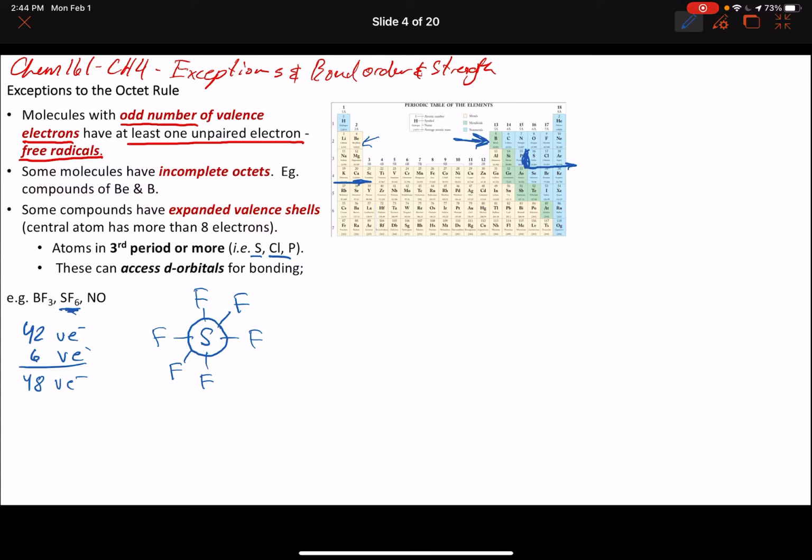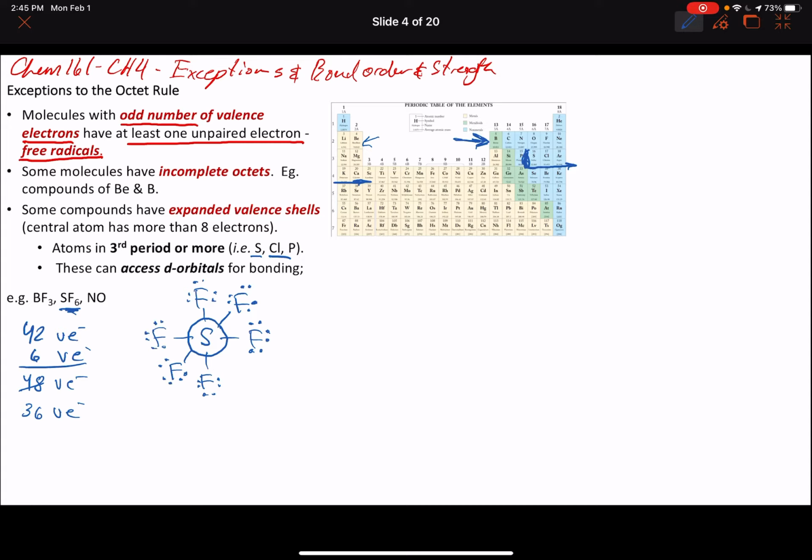We're down now to 36 valence electrons remaining, and we can decorate those fluorines finally. 2, 4, 6. 2, 4, 6. 2, 4, 6. So 6 each. And because there are 6 fluorines, 6 times 6, we're going to use up all 36 of these valence electrons.